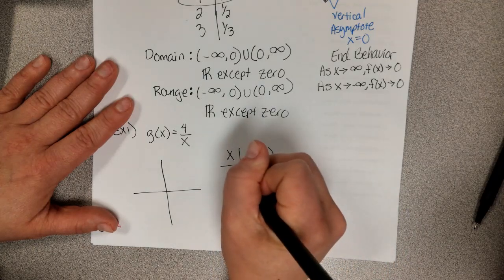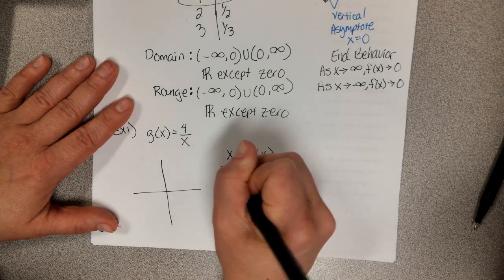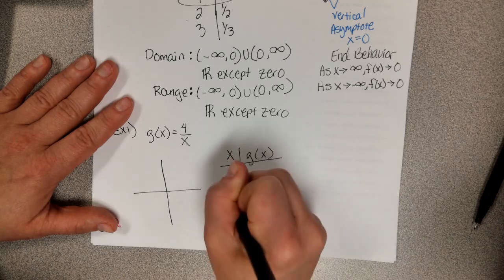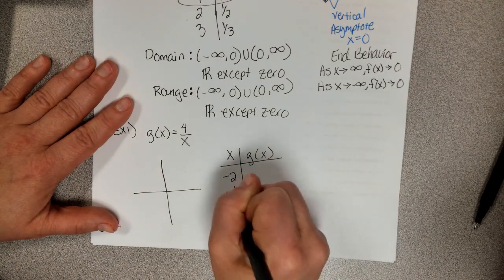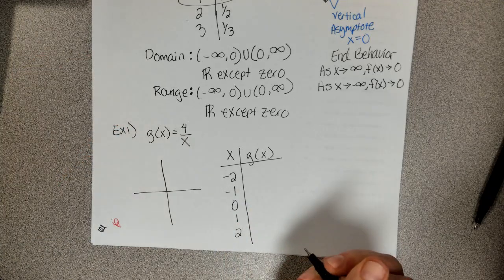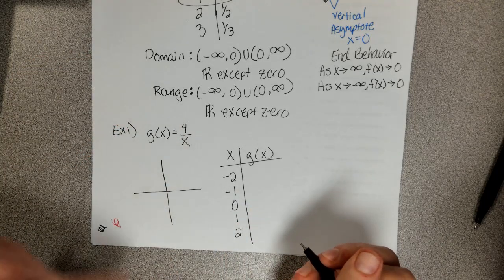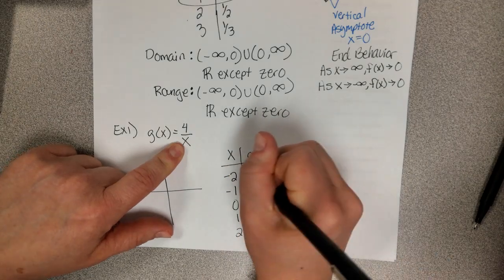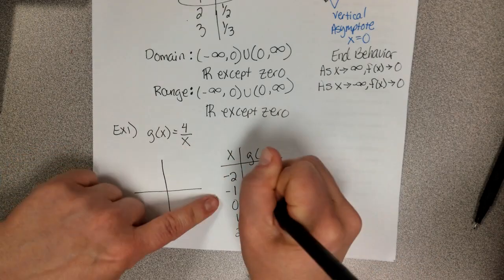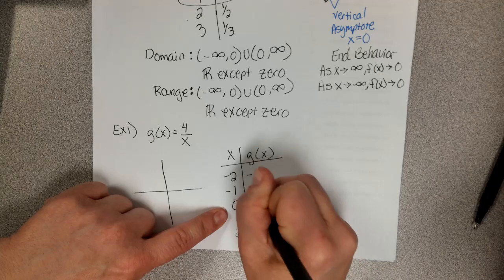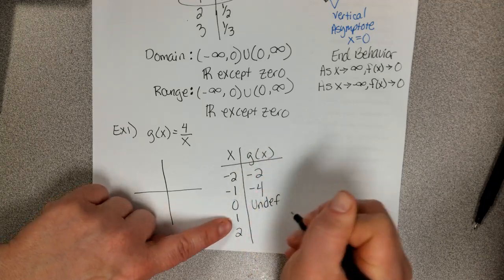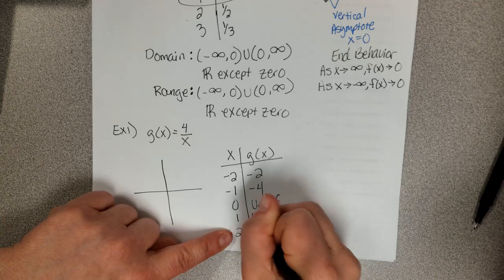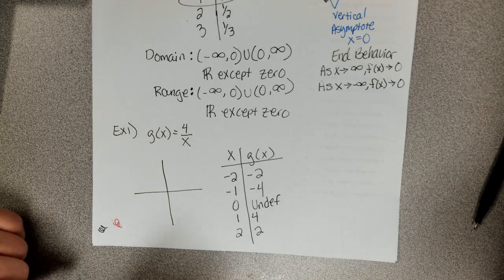So let's say, I don't know, -2, -1, 0, 1, 2, because I want to use 2's because I have a 4 here. So 4 divided by -2 is -2. 4 divided by -1, undefined, obviously I can't divide by 0. 4 divided by 1, and 4 divided by 2. I can use those to sketch out my graph.